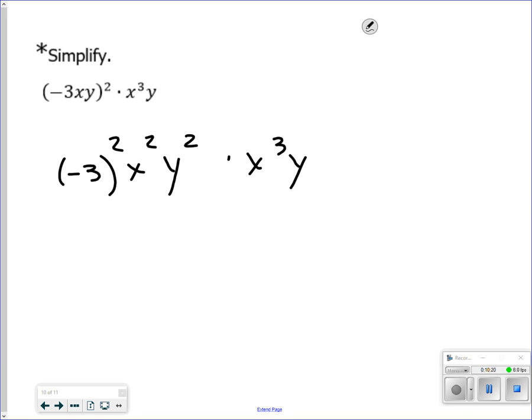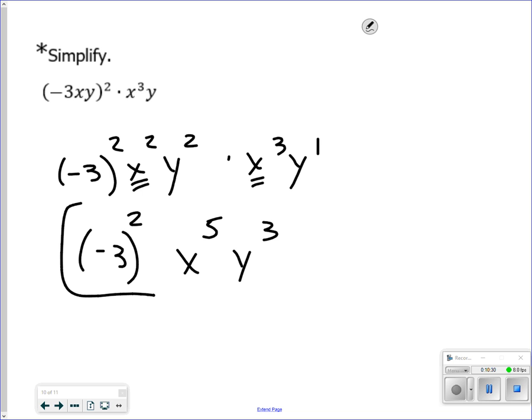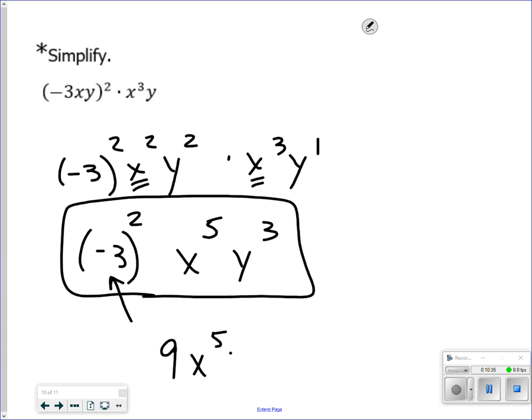You try this next one. All right, welcome back. I got a -3 to the second, an x to the second, a y to the second. And so the -3 to the second, x to the 5th, because I'm going to add the exponents, y to the 3rd. I will leave it like this answer. If they want you to go ahead and evaluate, -3 to the second would be +9. So it all depends on whether or not they want you to evaluate the numbers or not.